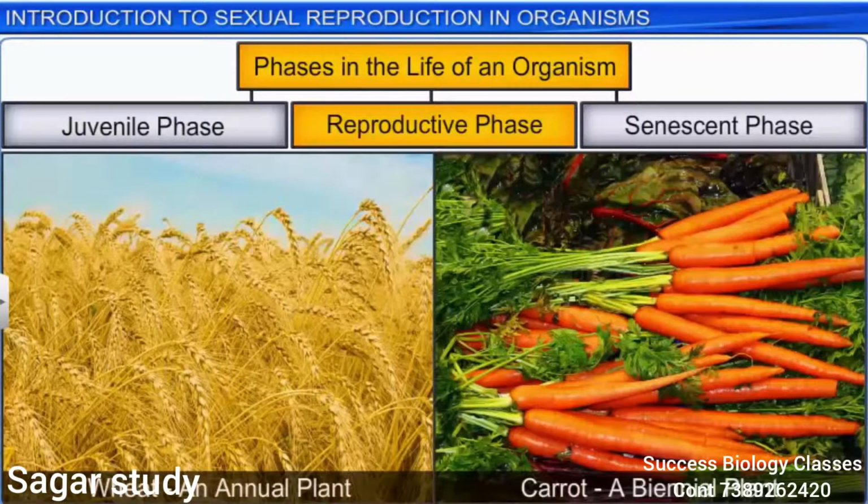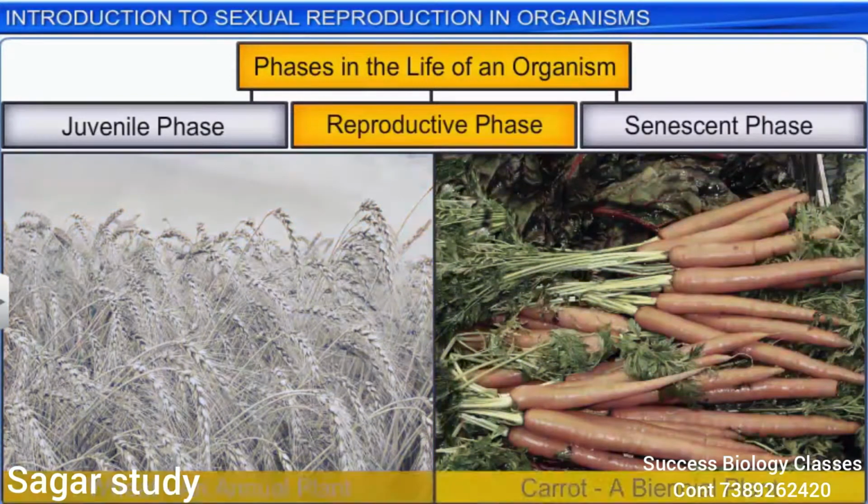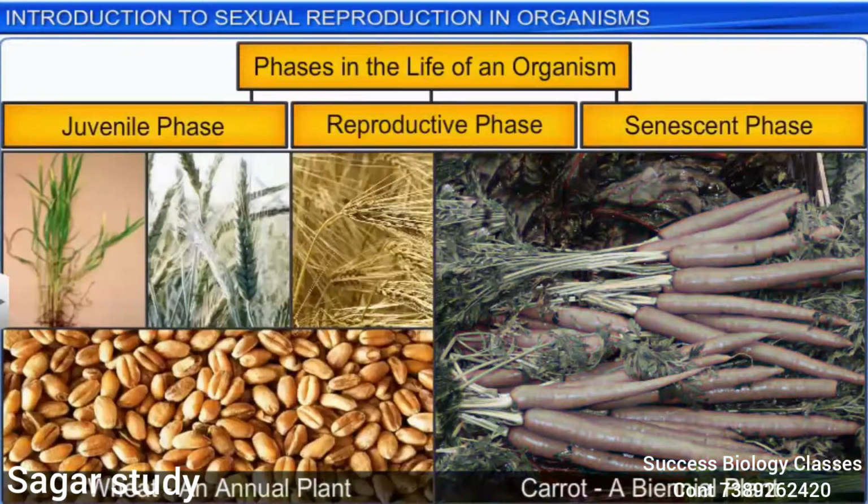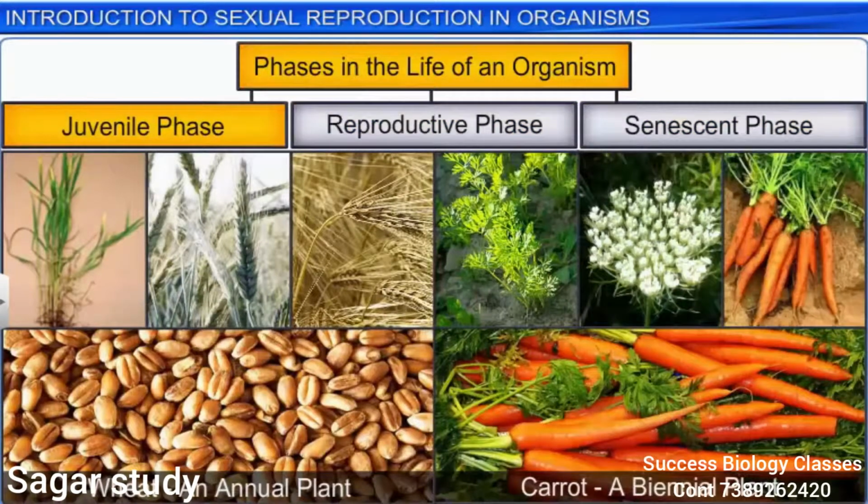However, it is easy to identify the phases in the case of annuals and biennials. As all 3 phases of an annual plant occur in 1 year, whereas biennials have a 2-year life cycle in which the plants enter the vegetative phase in the first year and the reproductive followed by the senescent phase in the second year.